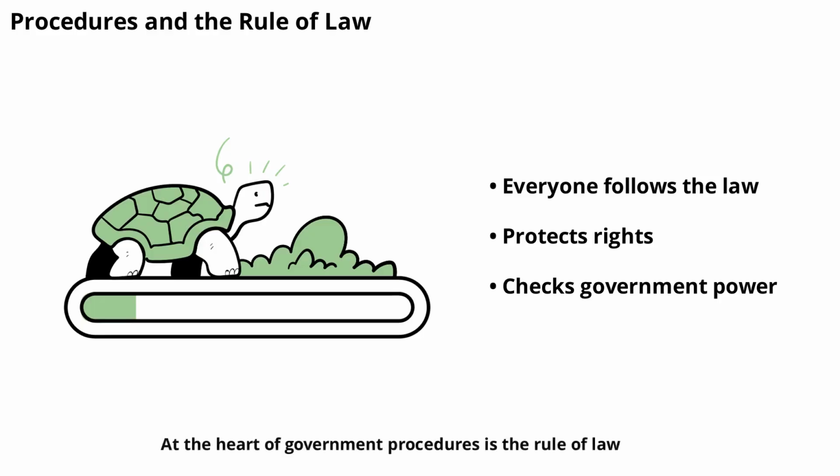At the heart of government procedures is the rule of law. This means that everyone, including government officials, must follow the law. Procedures are designed to make sure that actions are legal, fair, and consistent. The rule of law protects individual rights and keeps government power in check.